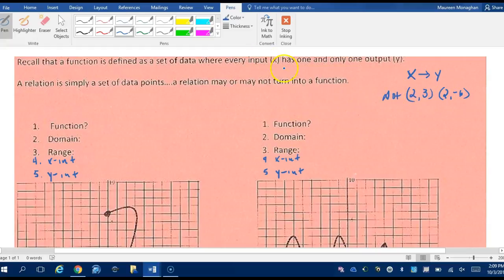But we can also use the vertical line test. And that's where you draw a vertical line, and if it crosses 2 points, it's not a function. A relation is simply a set of data points. A relation may or may not turn into a function. So if you have a set of data points, you've got a relation. But they're not all functions.